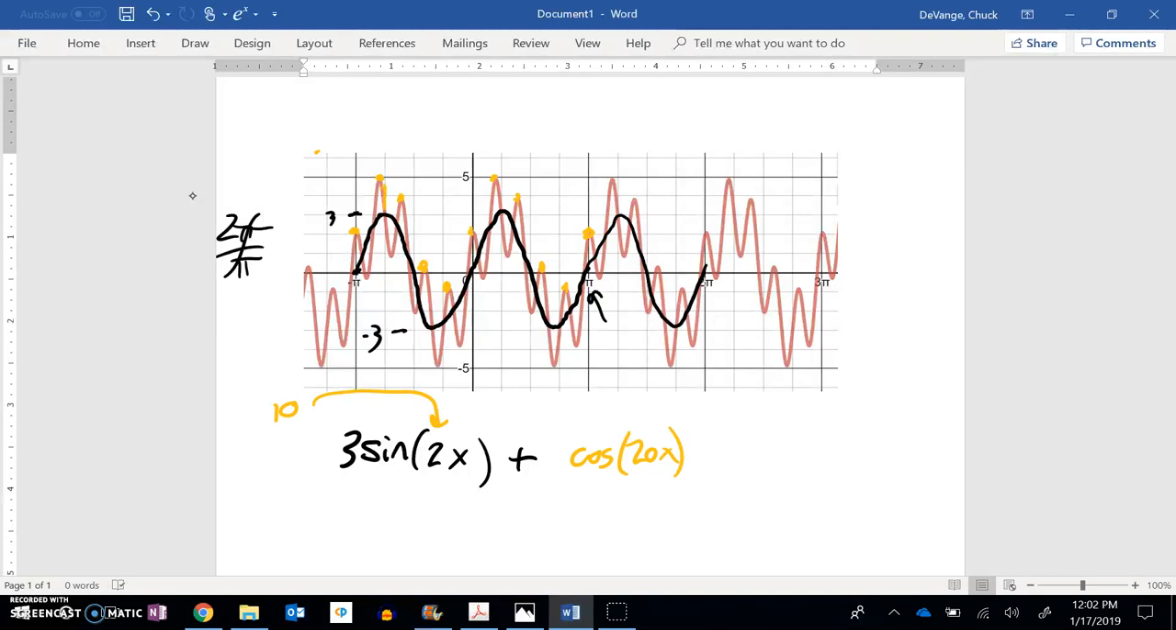And notice it goes up 2 and minus 2 off that midline. So this is times 2.